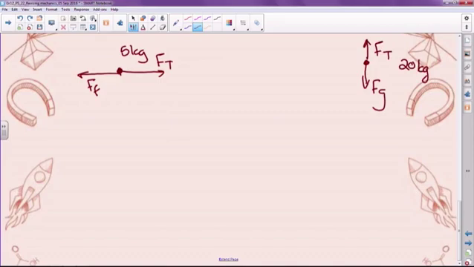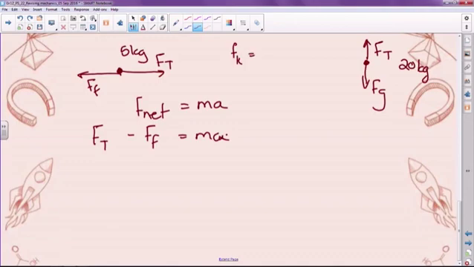Now we need to set up two equations. So F net equals Ma for the 5 kilogram, and we find the 5 kilogram is going to move to the right, so Ft is bigger than friction. But we didn't know friction. What we do know is that friction, and in this case it's kinetic friction, is mu k times N. And of course, remember that N is going to be equal to Fg. So I'm just going to write this in here so I remember that that's what I'm doing.